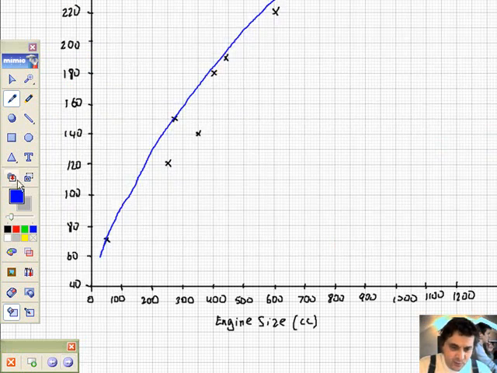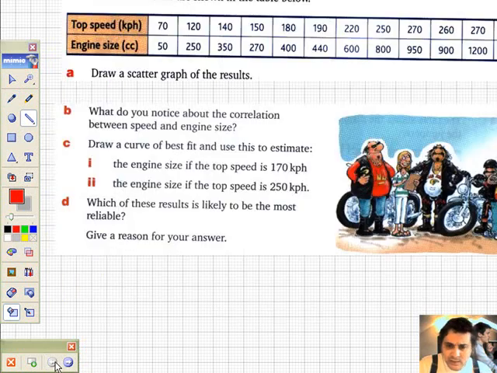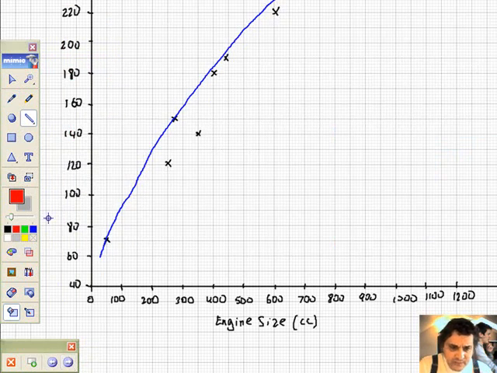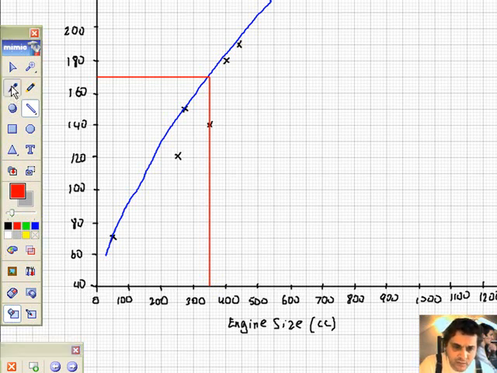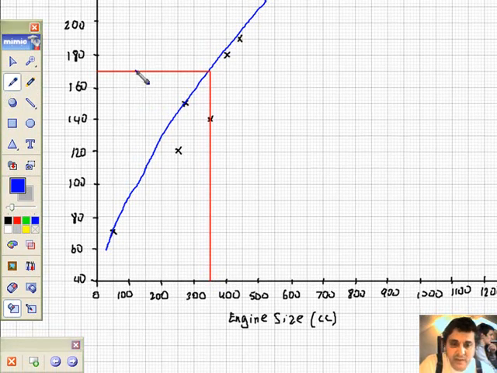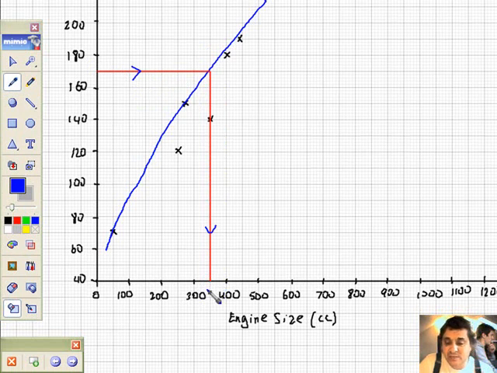So let's go to 170 and use this line drawing facility. Let's just check I've got that right. Yes, 170 top speed. Right, here we go. 170 is there. Draw across to my blue line, my curve of best fit, and drag that down. I'm making that roughly 350. Showing the examiner what I'm doing, I'm reading across and down. So if I've got a top speed of 170, according to my curve of best fit, I've got an engine size probably around about 350 cc.